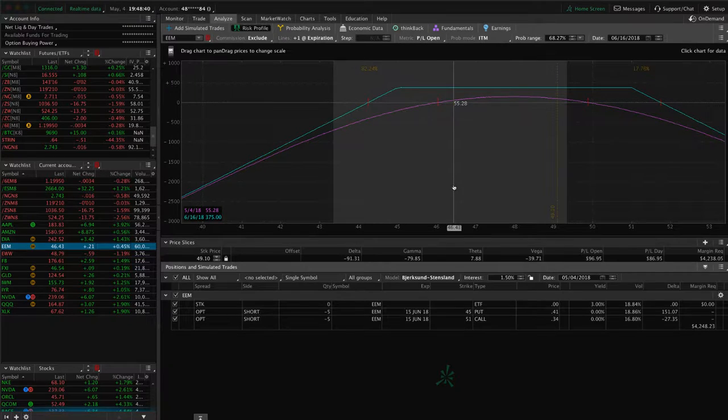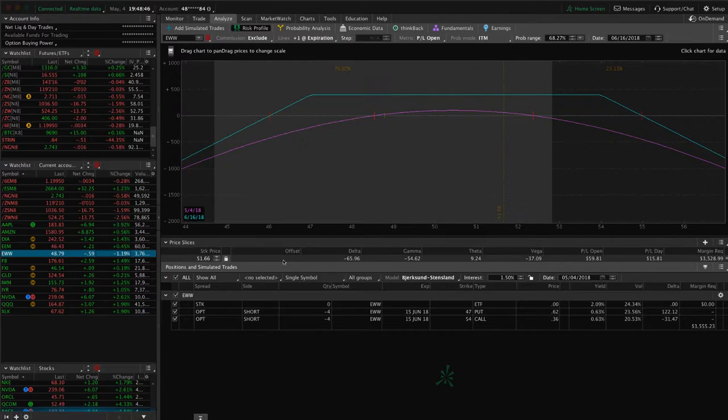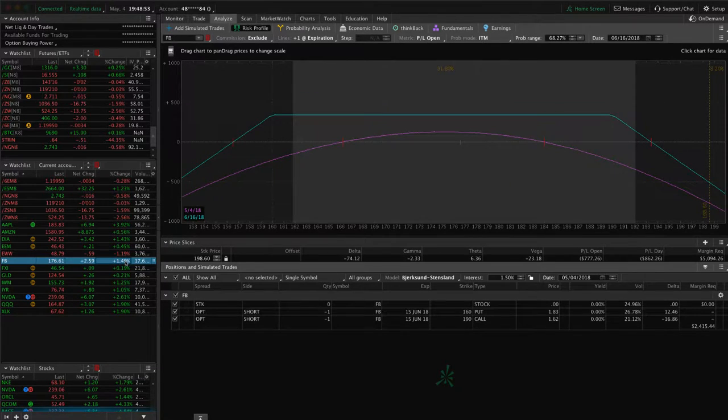EEM, got a strangle on here, got a little bit of profit. Could use a little bit of an up move to benefit that one. EWW, same story. Need a little bit of an up move, some more theta to decay before we book that one.